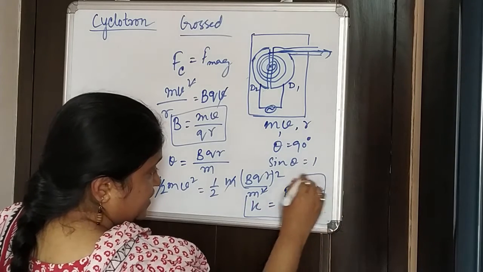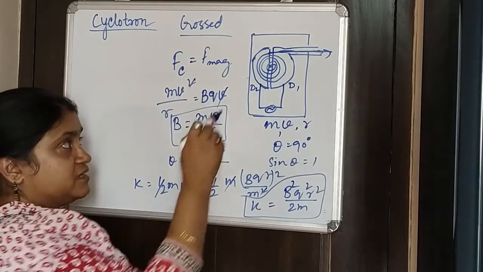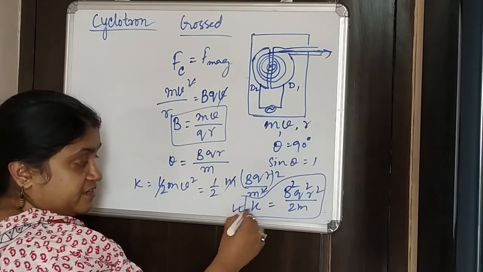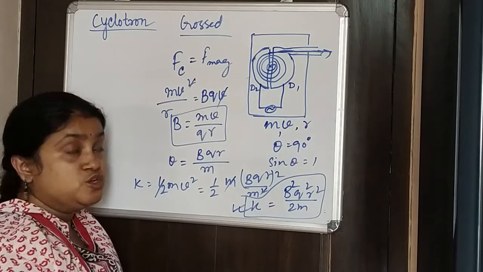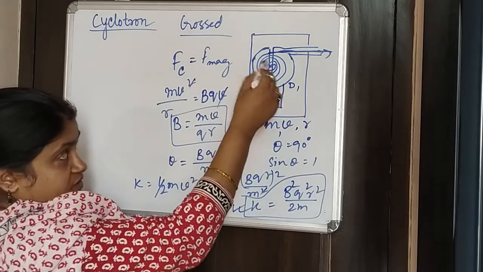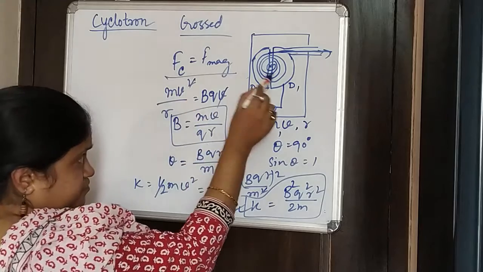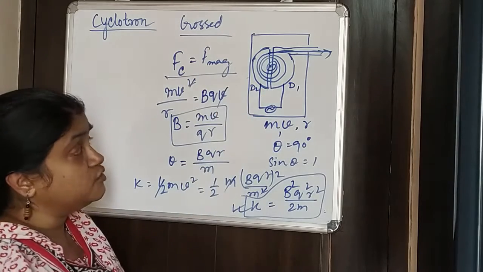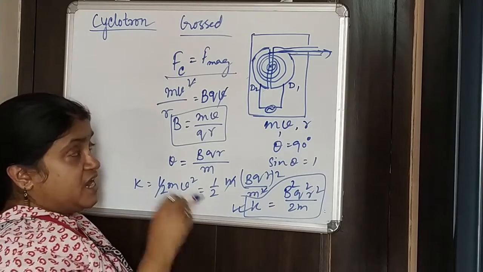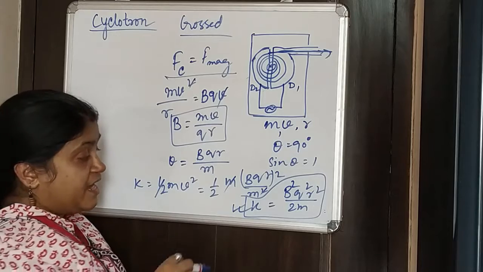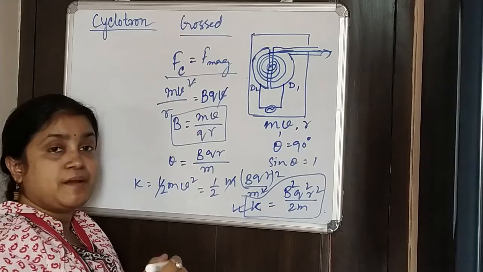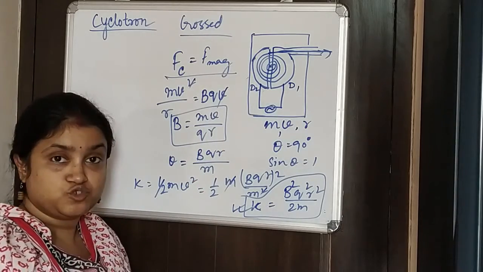So this is the kinetic energy with which these highly accelerated, high energy particles will come out. Like this, the cyclotron works on the principle of the magnetic field, which gives the centripetal force, and the electric field, which makes it highly energetic and pushes it forward, and that's how we get a highly accelerated, highly energetic charged particle coming out of the cyclotron.